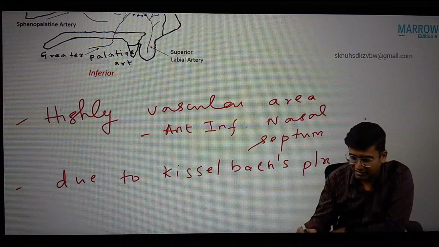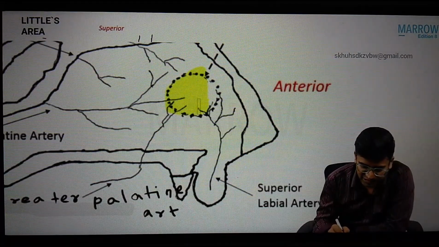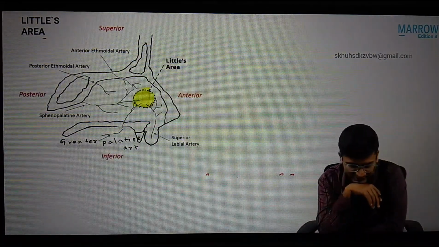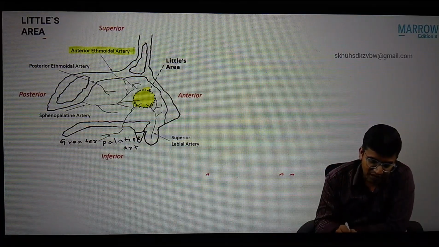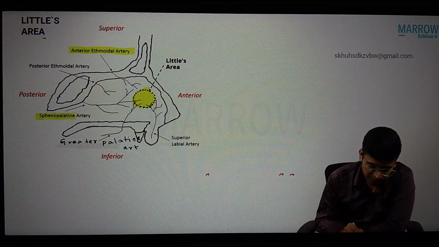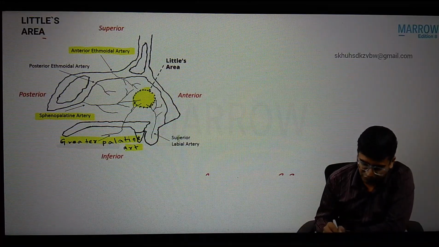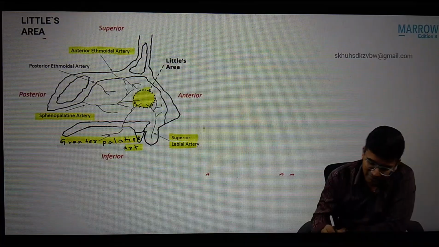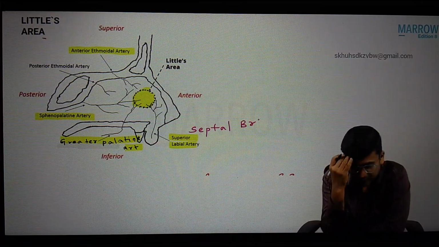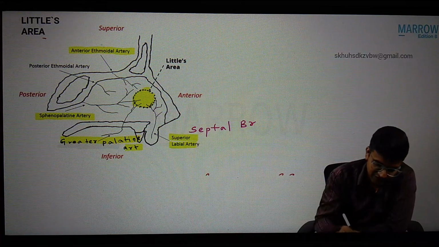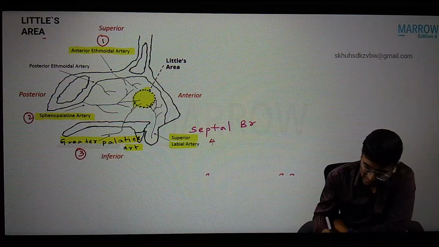Now, what are the arteries involved in the Kiesselbach plexus? See the diagram. Now, this is our Little's area, antero-inferior aspect of the nasal septum. Okay. Now, what are the arteries involved in the Kiesselbach plexus? Number one, anterior ethmoidal artery. Number two, sphenopalatine artery. Number three, greater palatine artery. And number four, the septal branch from the superior labial artery. So we have four branches: anterior ethmoidal artery, sphenopalatine artery, greater palatine artery, and the septal branch of superior labial artery.